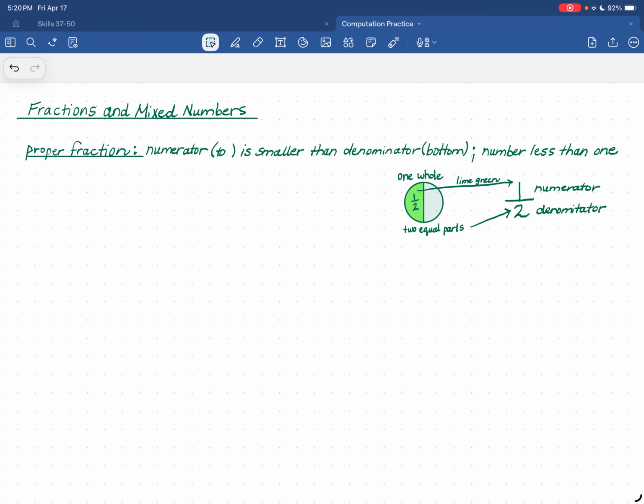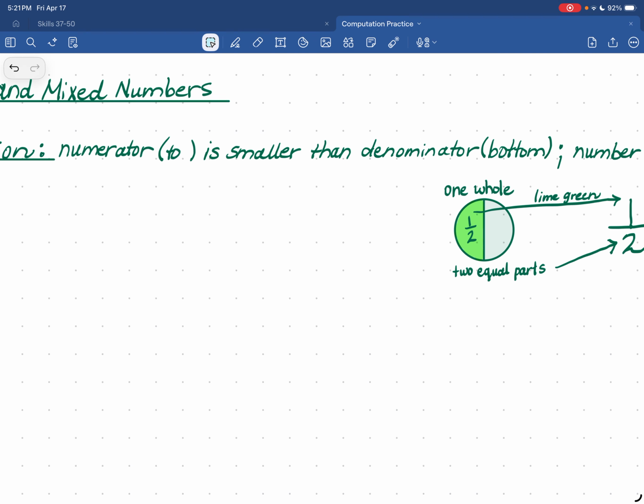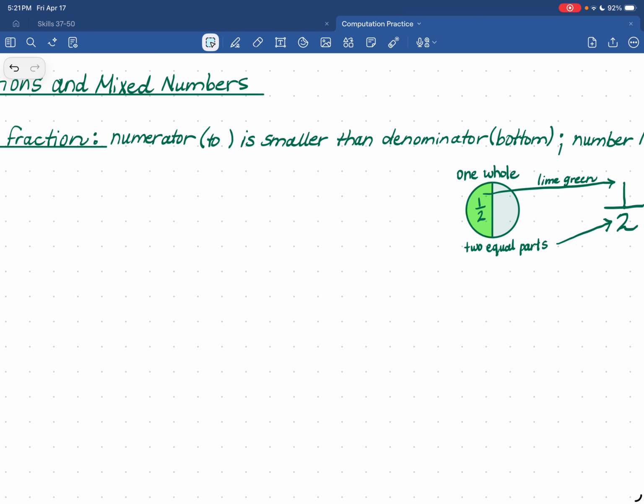Back to the book, it says the top number, the numerator, tells the number of parts you are describing. So in this case, we're describing lime green. The bottom number, denominator, tells the number of equal parts into which the whole is divided. And in this case, it is 2. The whole may be a single object, like I have here, or a group of objects. So let me show you what they mean by a group of objects.